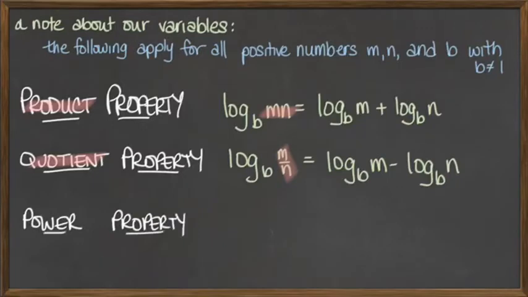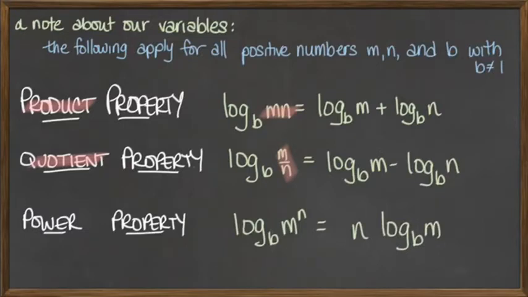Our power property. Power property, well, anytime we raised anything to a power, especially when we raised an exponent to another power, it became multiplication. So if I have the log base b of m to the n, I have that extra power on m, I can write it as the product of that power and the log.